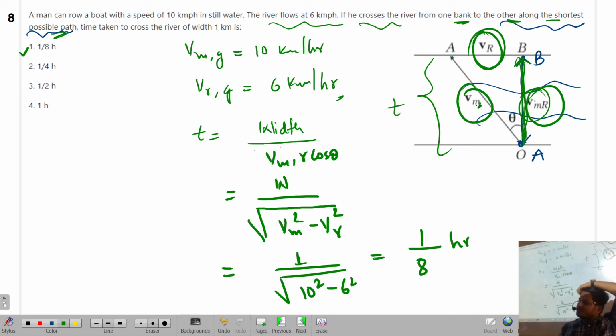There are two equations, one for shortest possible path, one for shortest possible time. Got it or not? So for shortest possible time, you have to consider the displacement x over here also. Okay. For shortest possible path, you have to just consider this distance. Got it or not? Okay.